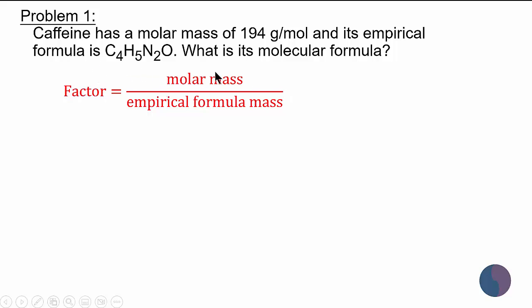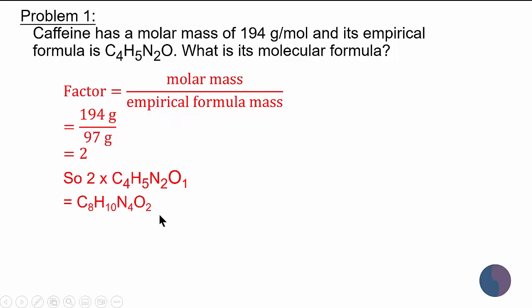So the molar mass is 194, and that's the empirical formula. So you need to work out what the molar mass of that is, and it's 2. So the empirical formula is double that, so you just times that by 2, and that's what the molecule is.